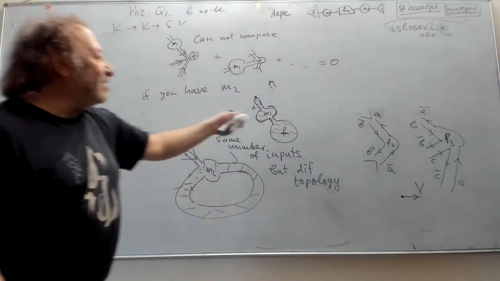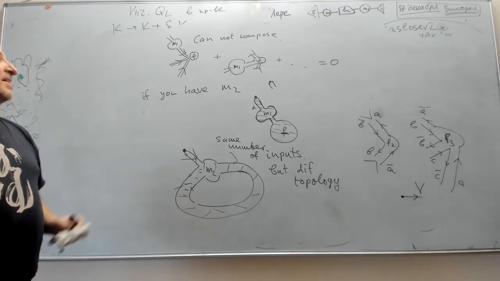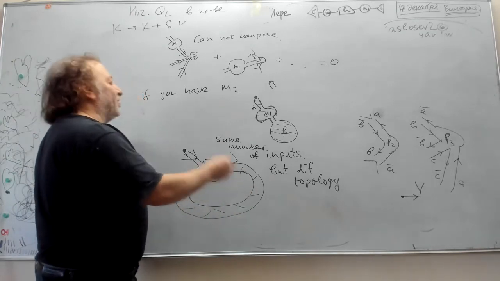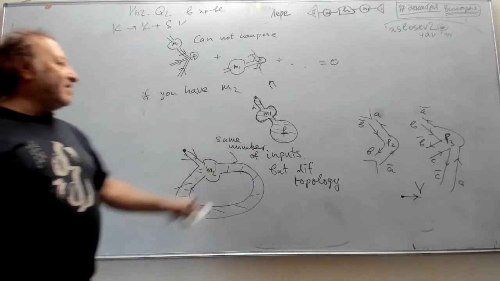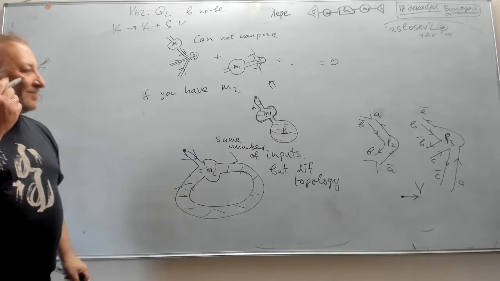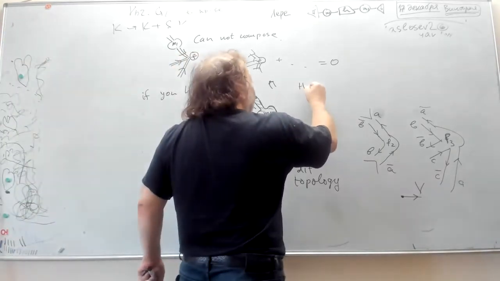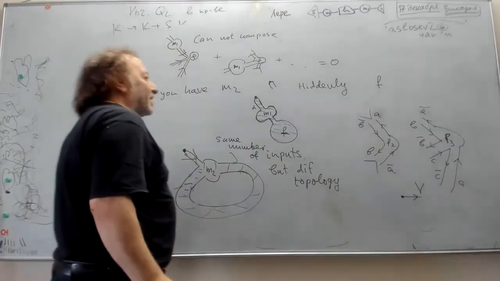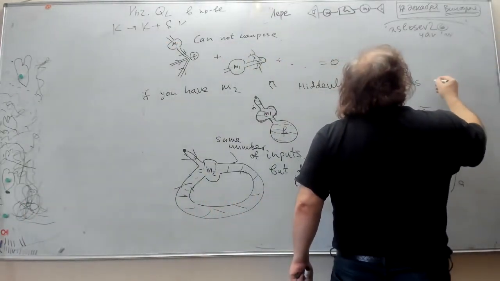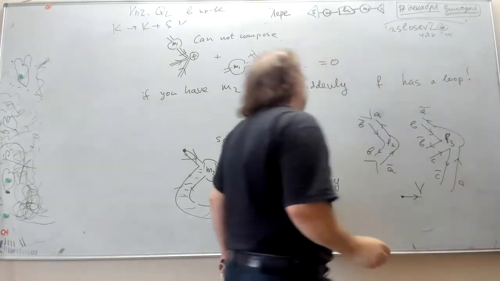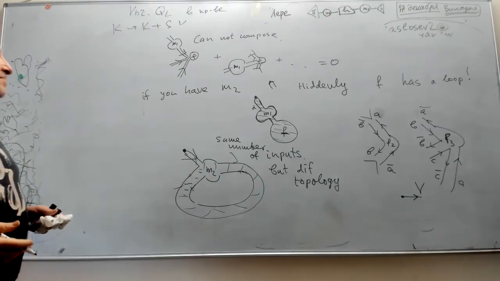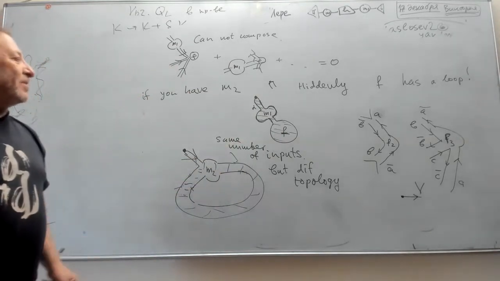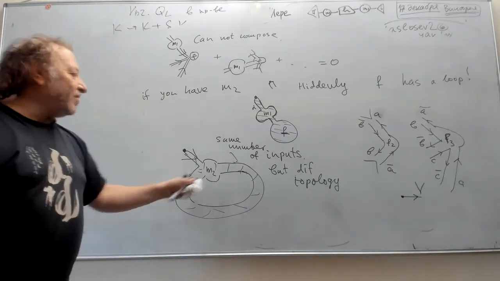So does it mean that I cannot compare them? No, I still can compare them. Here I have the loop in internal topology. And here I do not have the loop. So I will think that hiddenly, F has a loop. Hmm? What could it mean? In which sense this F hiddenly has a loop? At the moment, because I can compare it with this diagram.